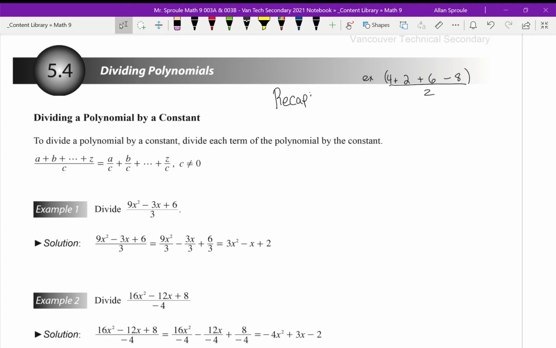So this is our last section for Chapter 5. 5.5 is our chapter review. This will be the last major lesson for this unit. There's going to be a test on it when we get back, so that's next Thursday. So we have about a week until that time.